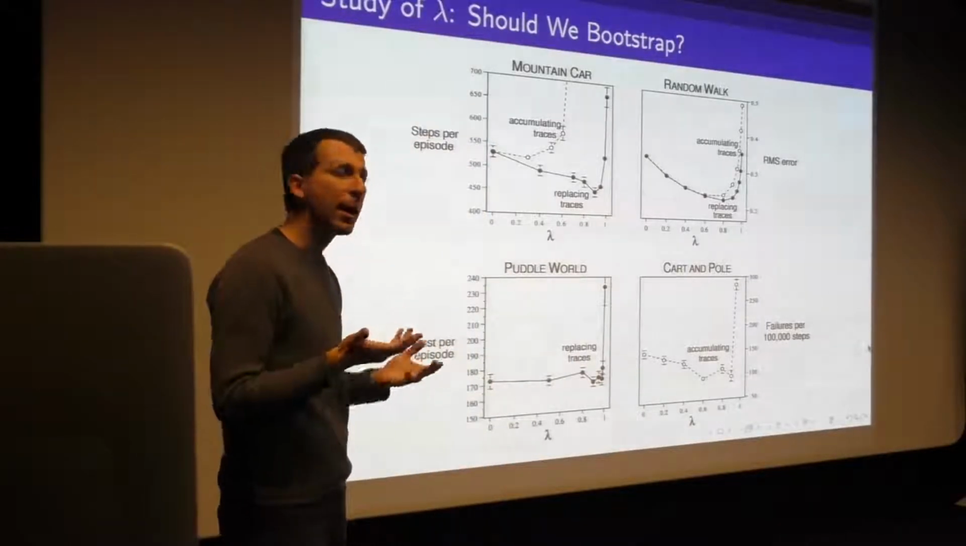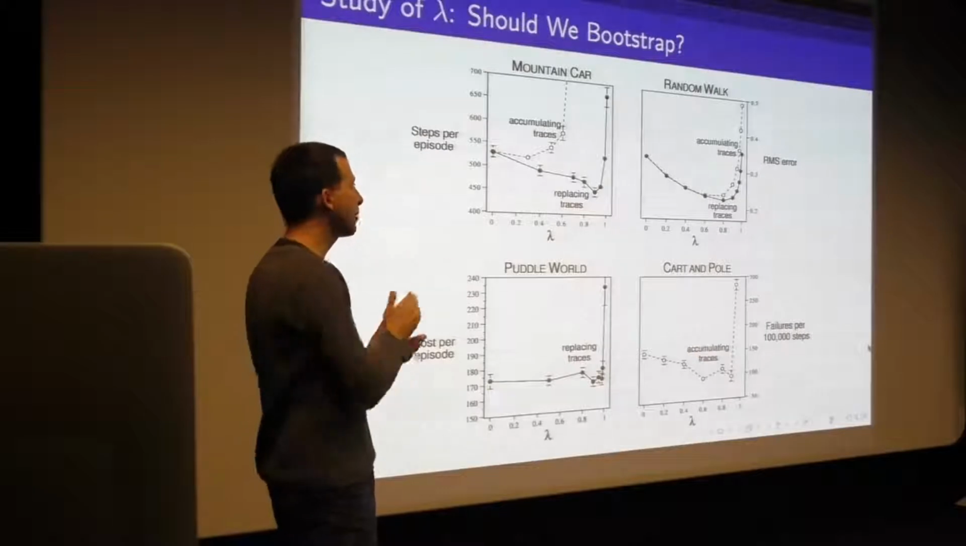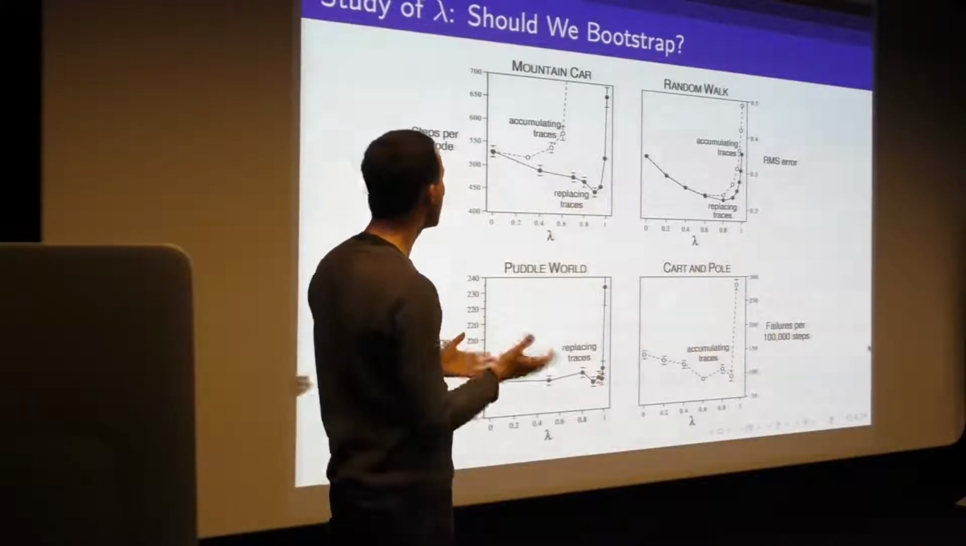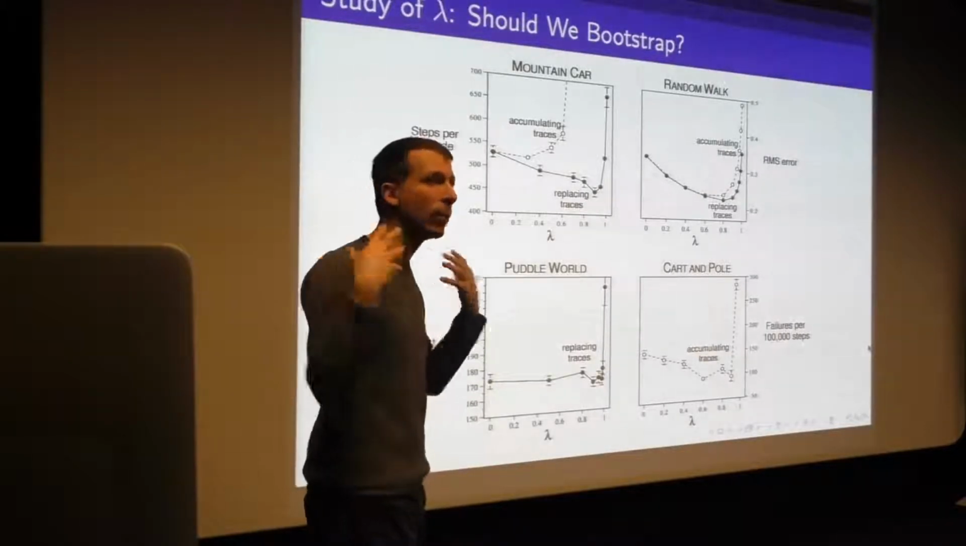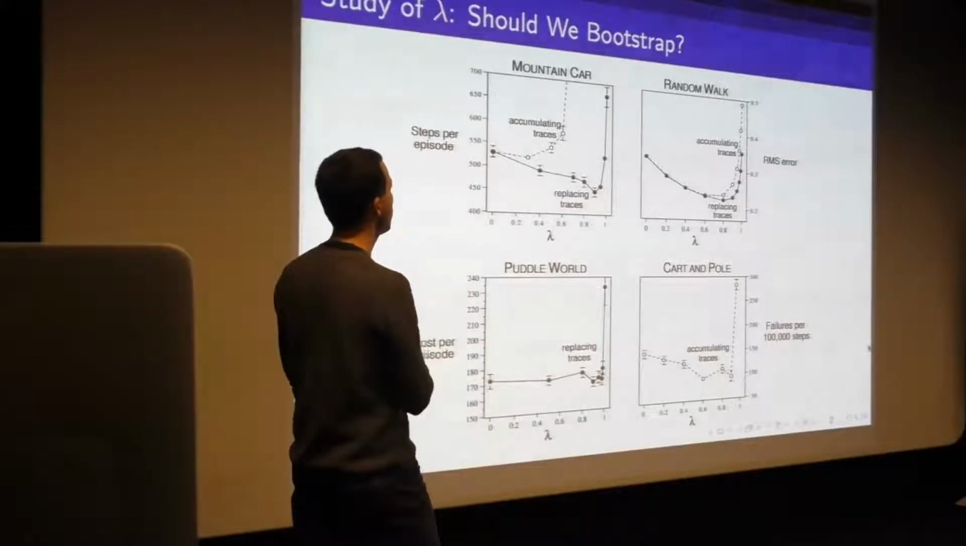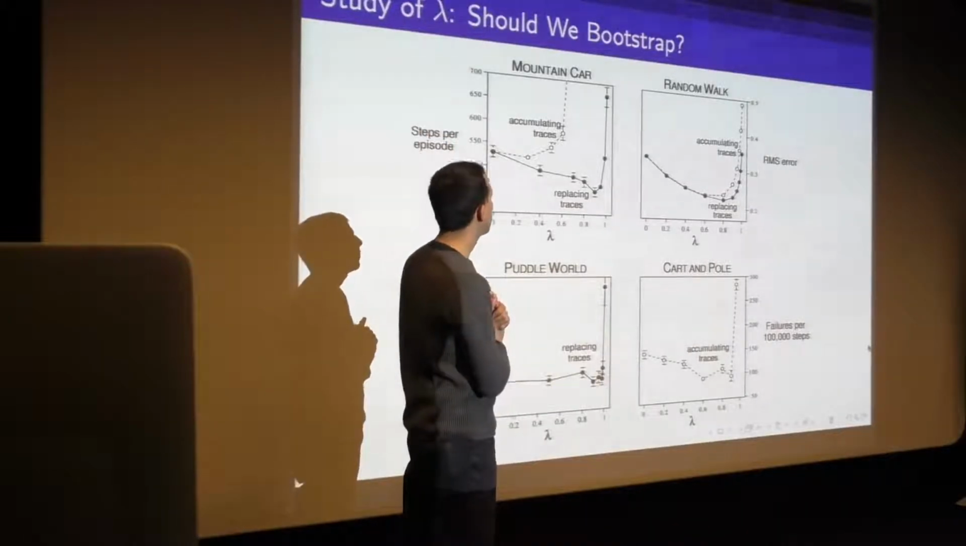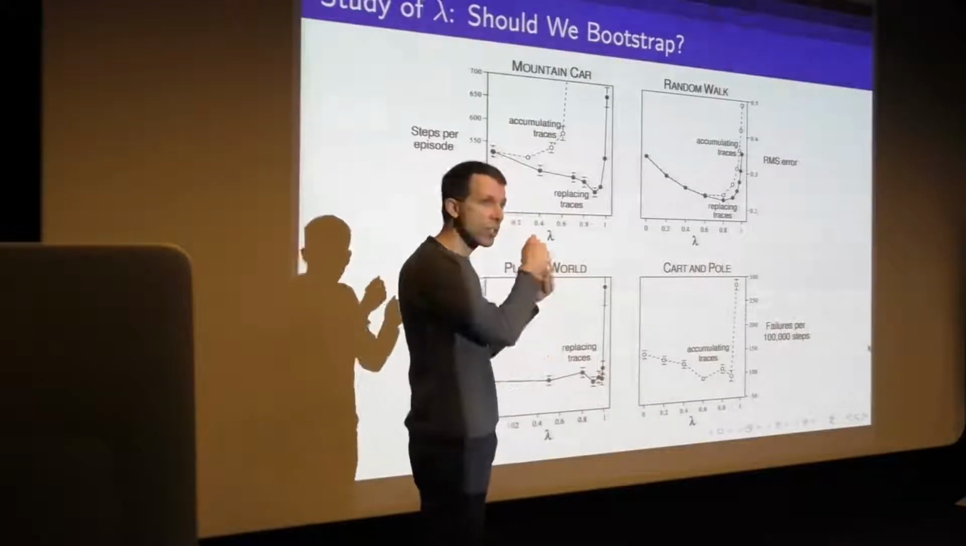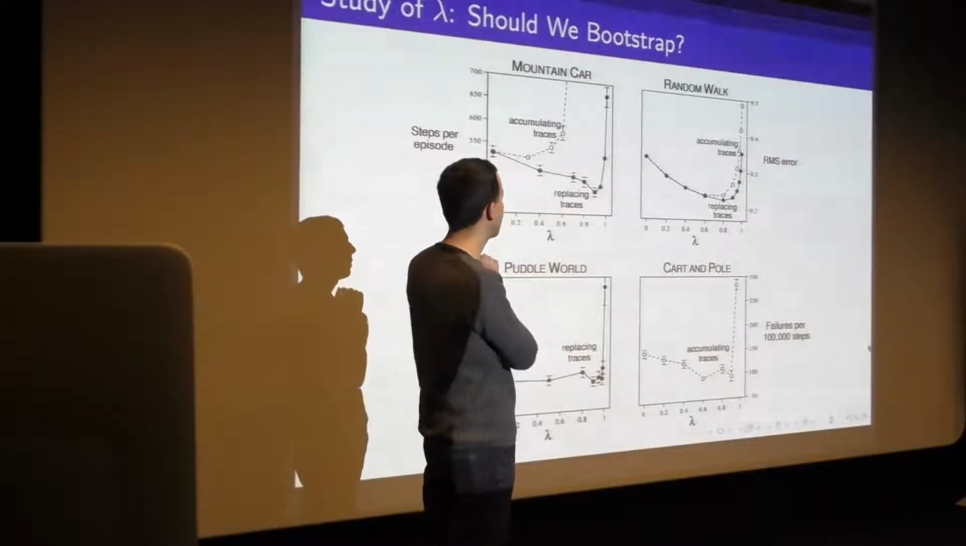So we talked a little bit about using lambda there. I just want to throw out this slide, which is an empirical slide. It's an old one, but I think the lesson has been borne out time and time again since then, so I think it's still useful to see. Forget the accumulating and replacing traces. That's just two slightly different variants in how you use eligibility traces.